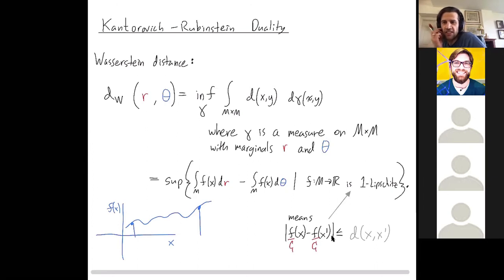Some functions aren't Lipschitz for any constant C. So imagine the function f of x equals 1 over x. Right? This function looks something like that. And that's not C Lipschitz for any C, because the slope gets arbitrarily large, I mean, the magnitude of the slope gets arbitrarily large as you get close to the vertical axis.